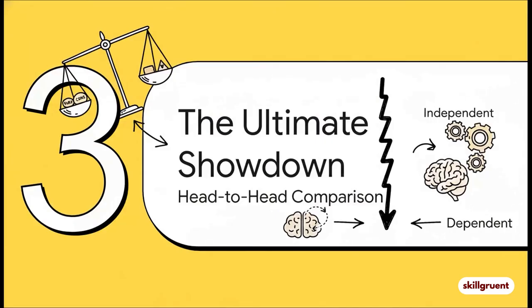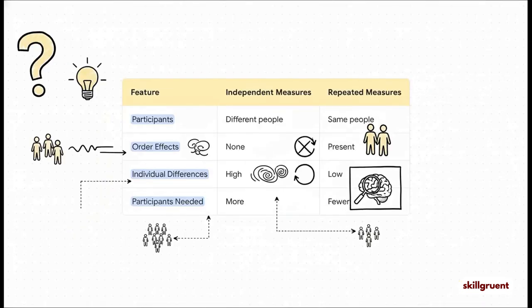Okay, let's put this all together. We've seen the good and the bad of each approach. So let's just look at them side by side. This should make the trade-offs really, really clear. What's so great about this is that it's basically the decision-making cheat sheet for any researcher. You see, if you can get lots of participants and you're really worried about order effects, you go independent. But if you have fewer people available and controlling for those individual differences is your absolute top priority, then you go with a repeated or dependent design.